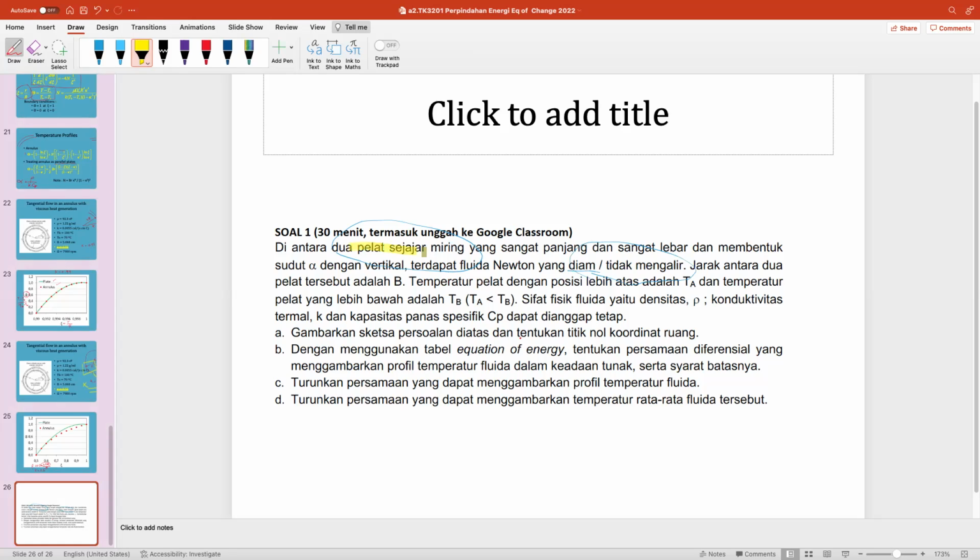Okay, and then the distance between the two plates is B. The temperature on the top is TA, and the bottom one is TB, where TA is less than TB. We also have the physical properties, the density, the conductivity, and so on, and then find the sketch. Okay, who wants to try this one?